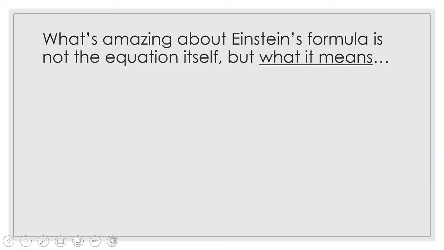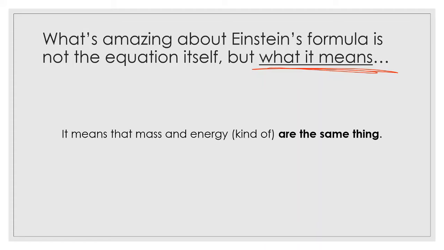What's amazing about Einstein's formula is not the equation itself, but what it means. What it means, and what he discovered when he made it into a formula, is this. It means that mass and energy kind of are the same thing. Mass and energy are kind of the same thing. This idea would have sounded crazy to anyone before Einstein. It still sounds kind of crazy now. But he figured out that you could use this formula to compare them, and that mass and energy are kind of the same thing.